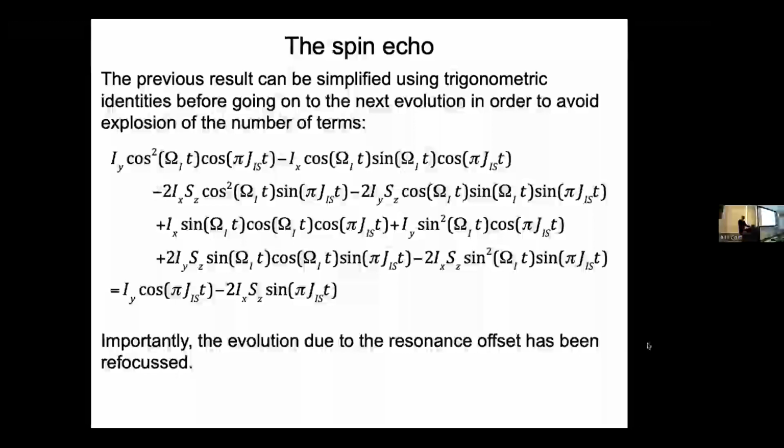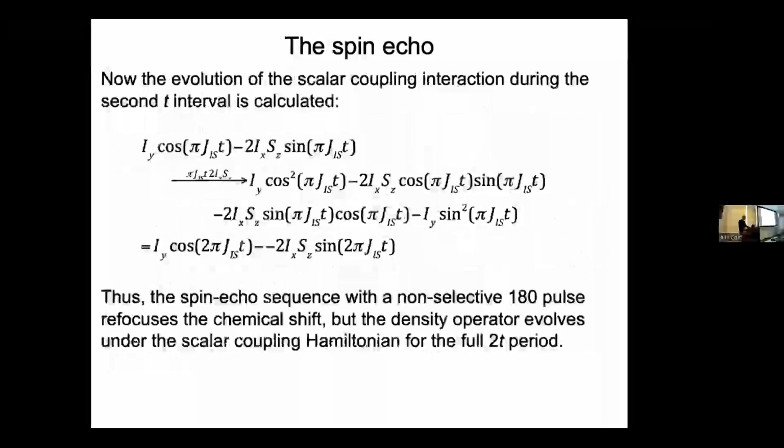So now each of these I have to evolve. Iy under the scalar coupling will evolve towards minus 2IxSz. Y rotates towards minus x, and because it's the scalar coupling, I pick up the S component. Here, I already have the S component, so minus IxSz, minus Ix rotates towards minus Iy, so I'm going to end up with a minus Iy, and the S will disappear. So I have 4 terms, and here Iy evolves towards minus 2IxSz, whereas minus 2IxSz rotated towards minus Iy.